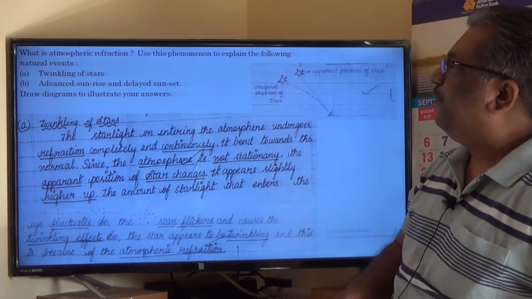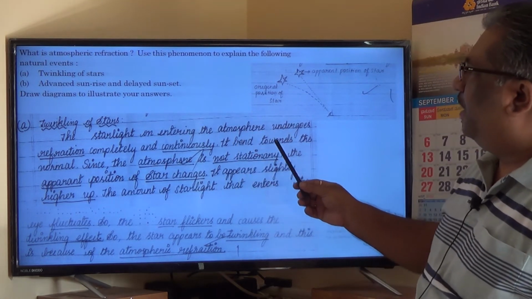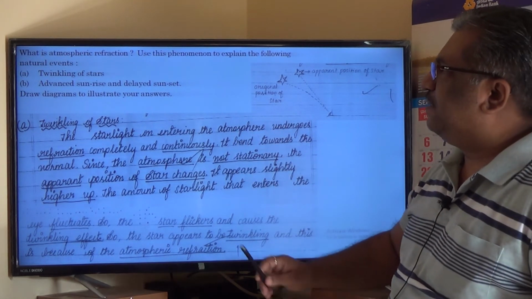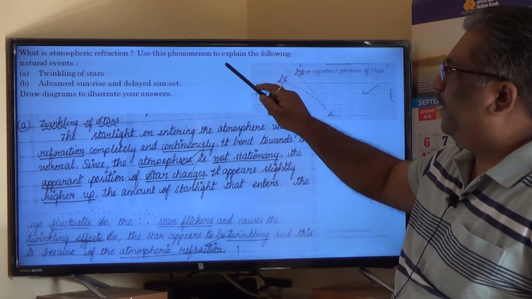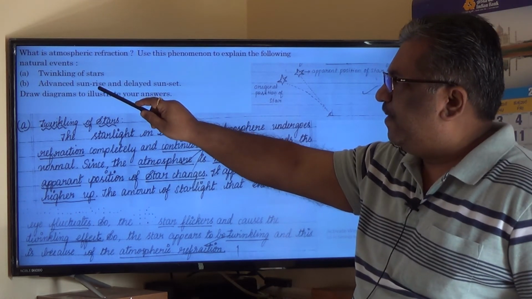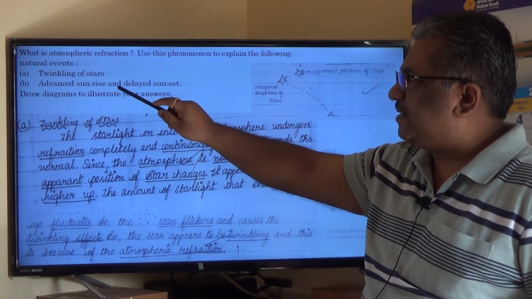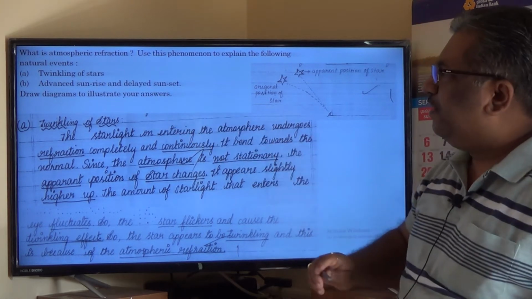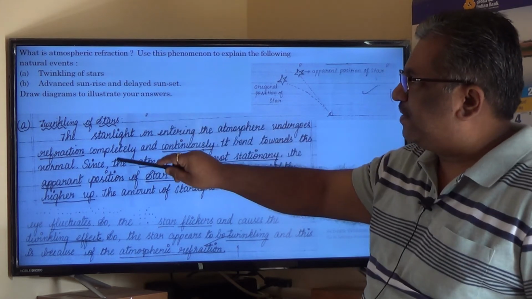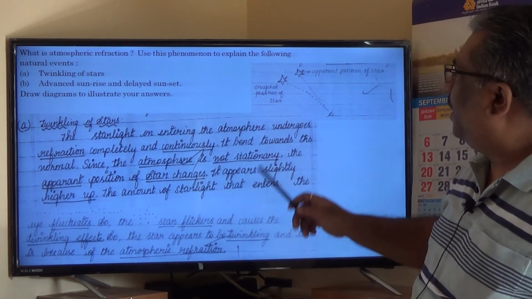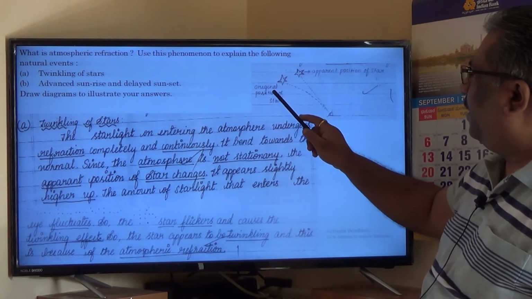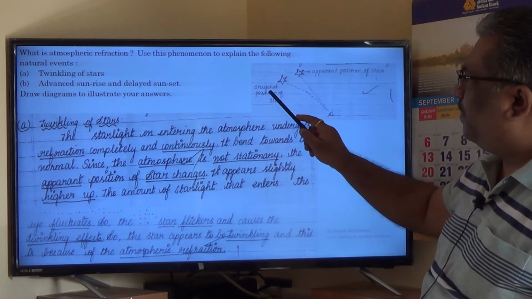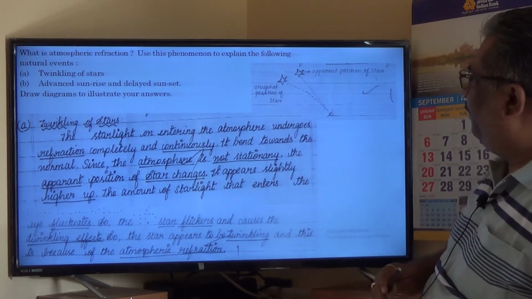Here there is a question and we would like to see how the topper has answered. What is atmospheric refraction? Use this phenomenon to explain natural events such as twinkling of stars, advanced sunrise and delayed sunset. First we will see the twinkling of stars, how he has answered. This is the diagram, apparent position of the star and actual position. Instead of original you can write actual position of star also.